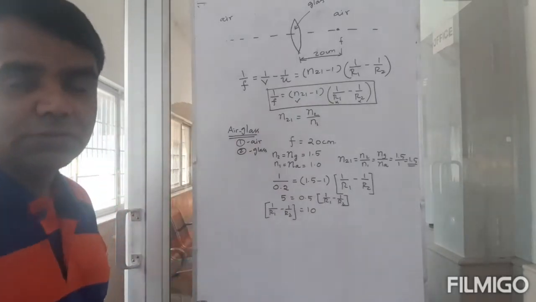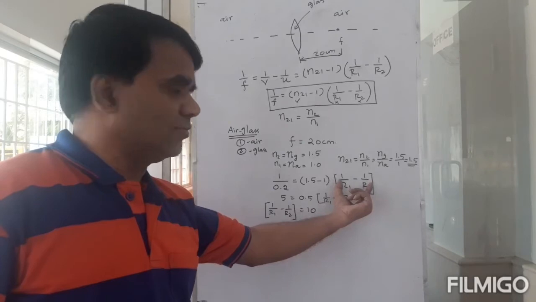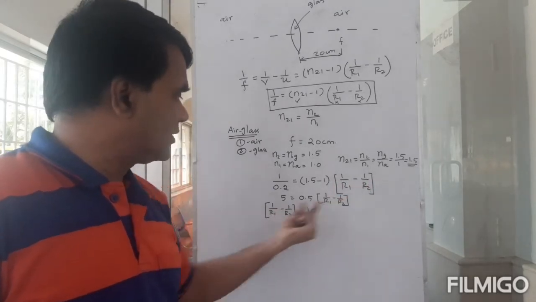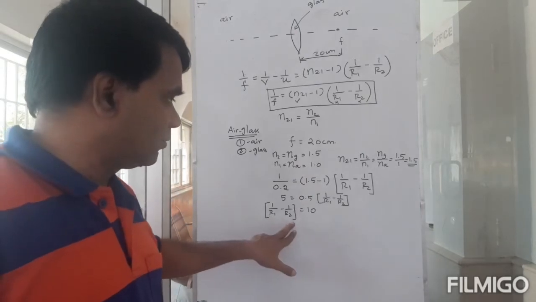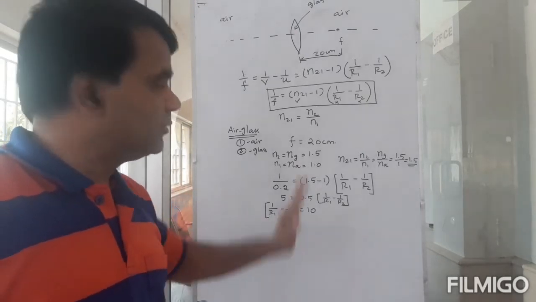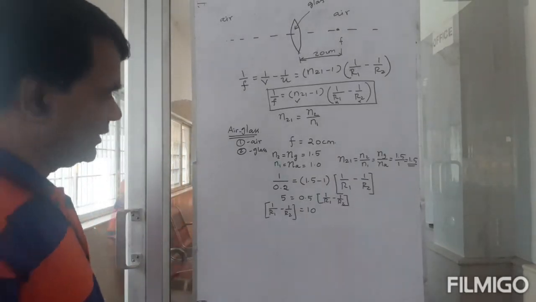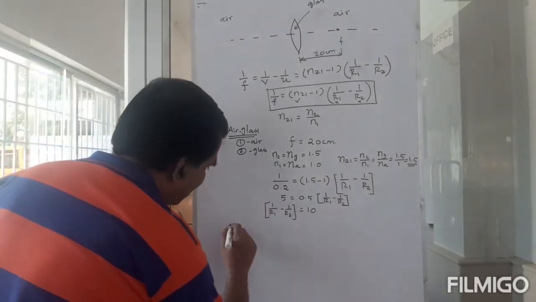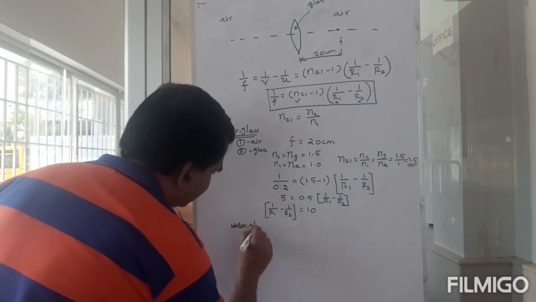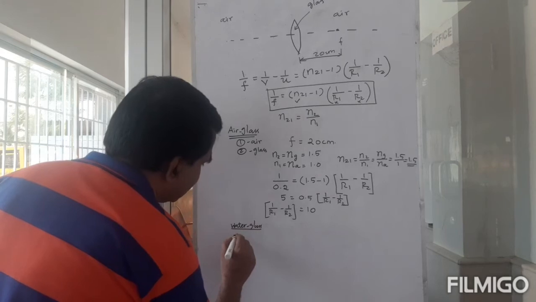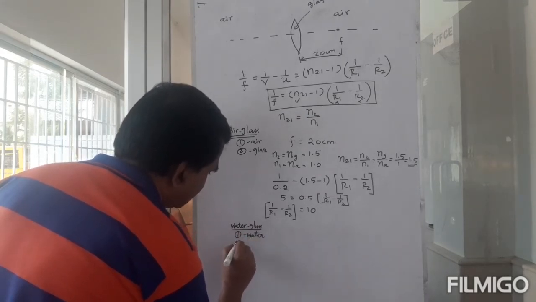So this is very easy. Now I found the value of this term: 1 by R1 minus 1 by R2 is 10. I don't know the value of R1 or R2, but I know 1 by R1 minus 1 by R2 is 10. That's enough for me. Then what's the second case? The second case is water glass. Medium 1 is water, because light travels from water into glass.